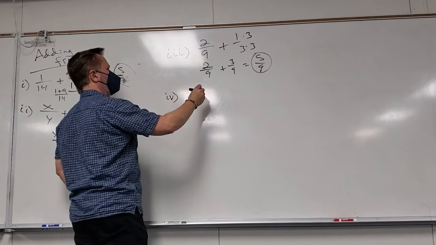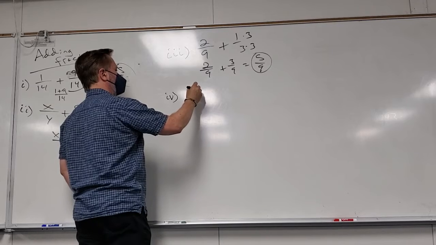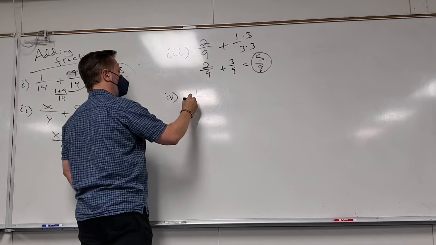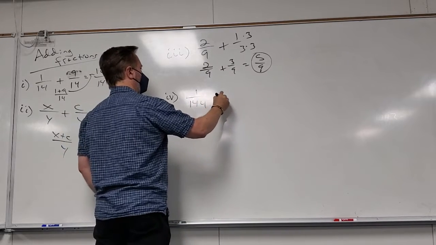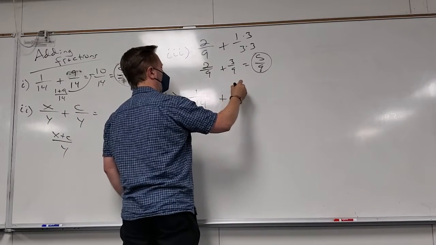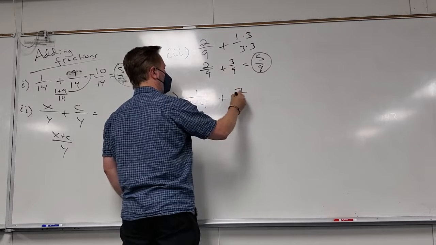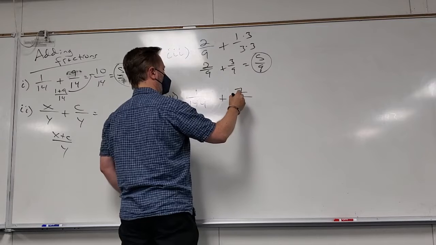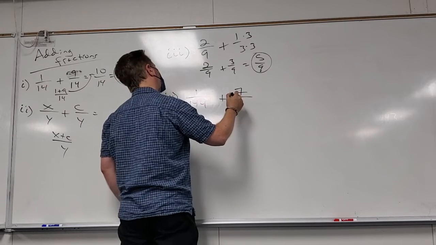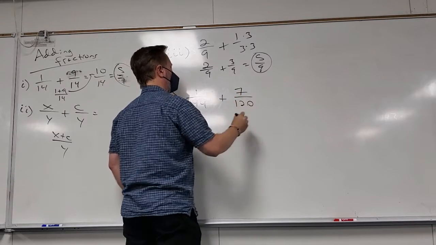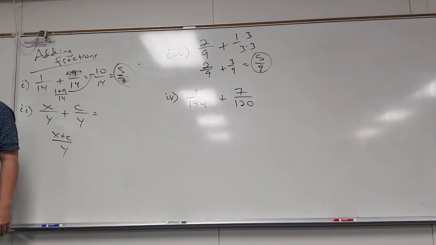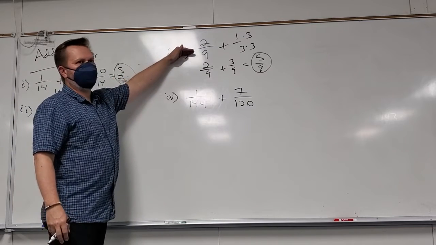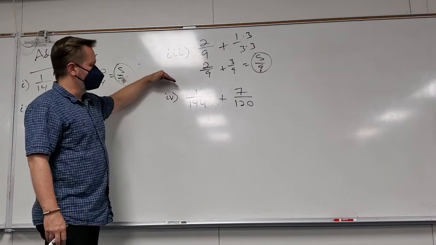There you go, Jeff. So, okay, what about this guy? Let's see, what do you got, Jeff? Let me just focus on the bottom here. 1 over 144 plus, what do you got, buddy? Keep going. 7 over, let's do 120. I love that. Look at that step. 2 9s plus 1/3, and then the next problem.